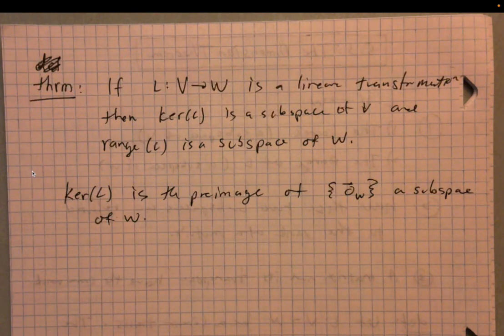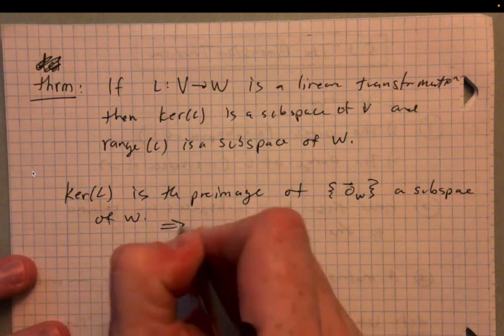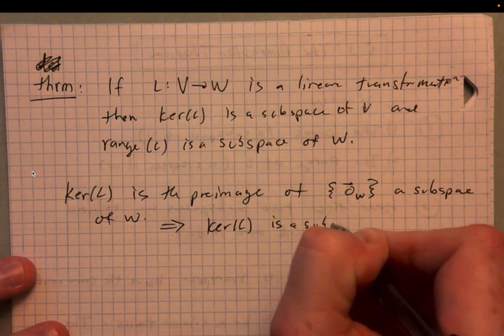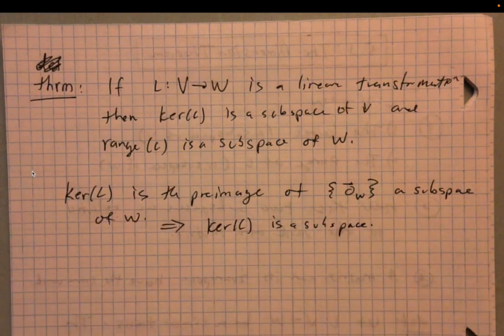Okay, and so if the kernel is the preimage of a subspace, then we have a theorem we talked through previously that says the kernel has to be a subspace as well. So this implies that the kernel is a subspace, and this is more or less the proof. You could write it up a little nicer. And then for the same reason, the range is the image of a vector space, so it's also a vector space.